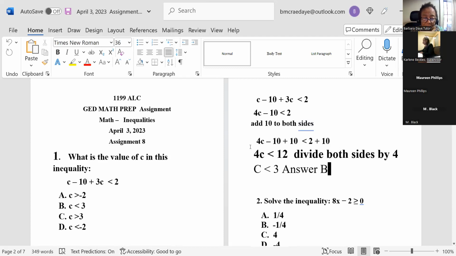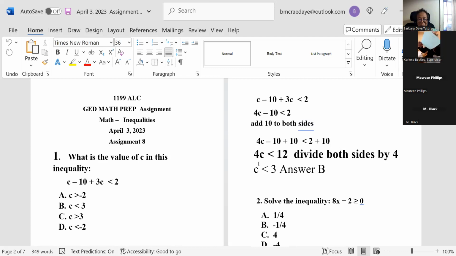Now, this is a multiplication, side by side, 4 times C. So you do the opposite, which is a division, and that's divide both sides by 4, and that just gives you C. So make that a little C, less than 3. Answer B. Any questions on number 1? No, miss. Thank you so much.